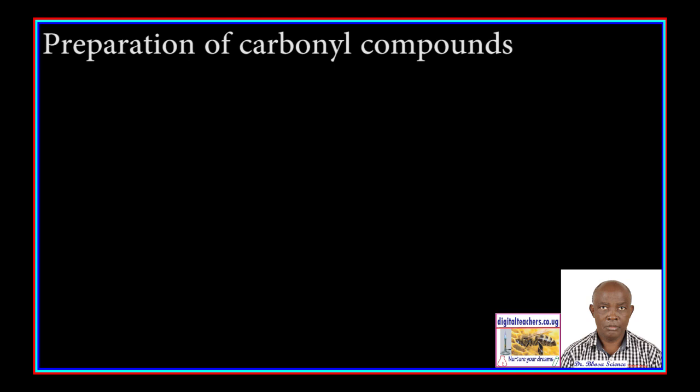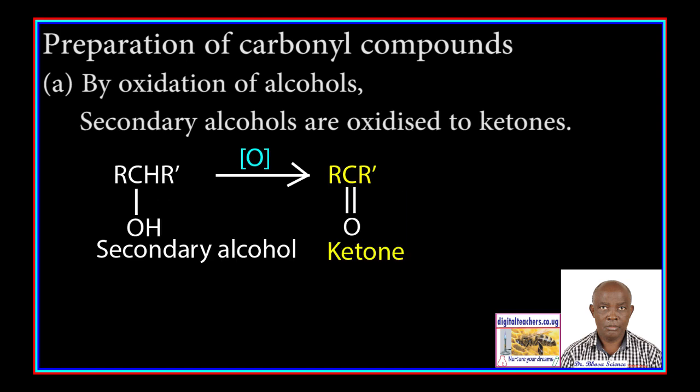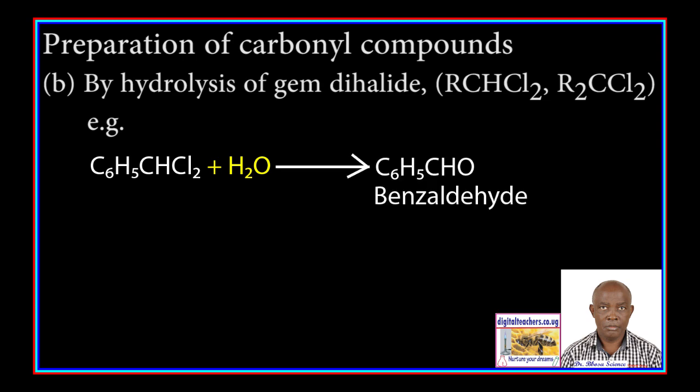Preparations of carbonyl compounds. 1. By oxidation of alcohols. Primary alcohols are oxidized to aldehydes, while secondary alcohols are oxidized to ketones. 2. By hydrolysis of gem-dihalides. For example, dichloromethylbenzene is hydrolyzed by water to benzaldehyde.